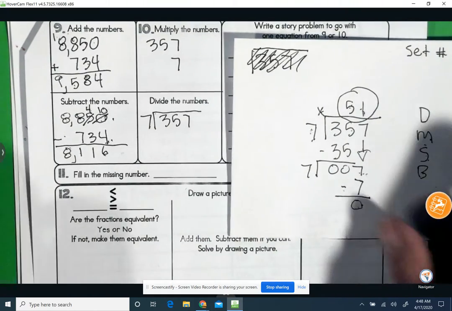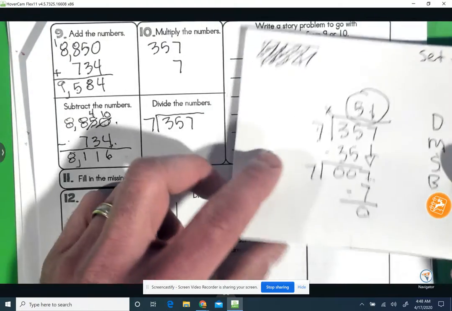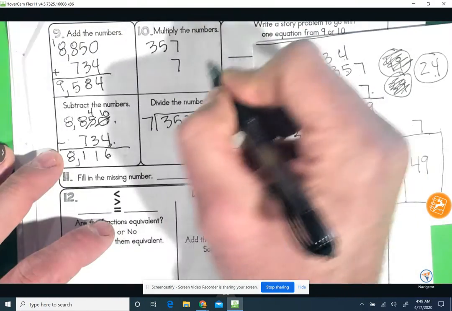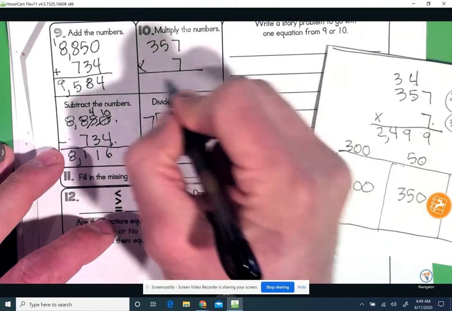All right, so that is number 10 for you. Great practice there, great skills. So let me just go ahead and plug in my numbers that I received after solving.